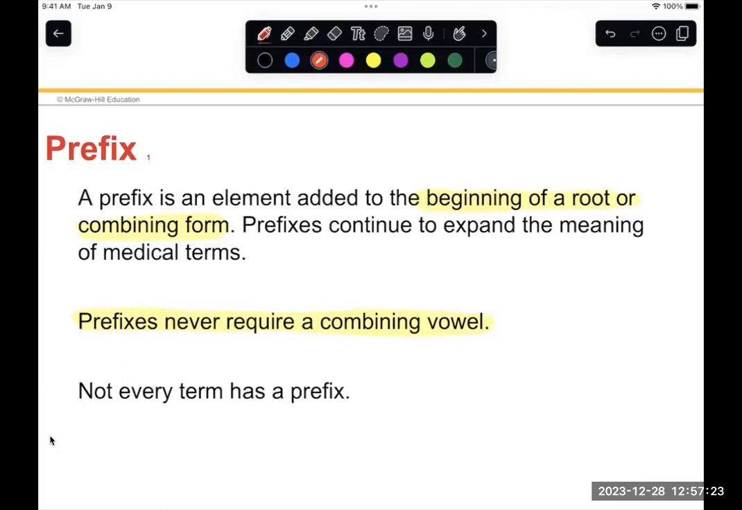So as an example, pericardium and epigastric. Both are prefixes. Peri is a prefix and epi is a prefix. So it does not need a combining vowel. You do sometimes come across terms that may have two prefixes. You may also come across words that have no prefix, because not every term contains prefixes.